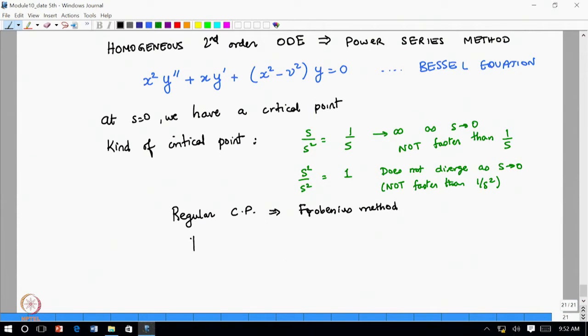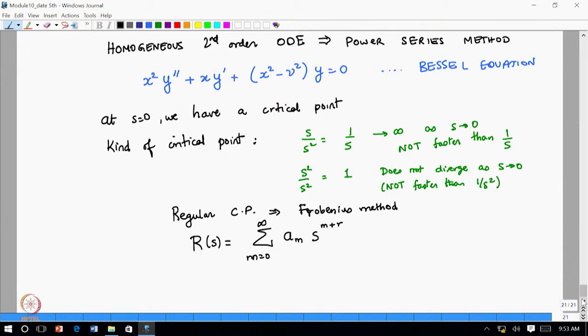So, what we will do is, r of s is equal to the sum over m equal to 0 to infinity of a m s raised to m plus r, okay, s raised to m plus r.